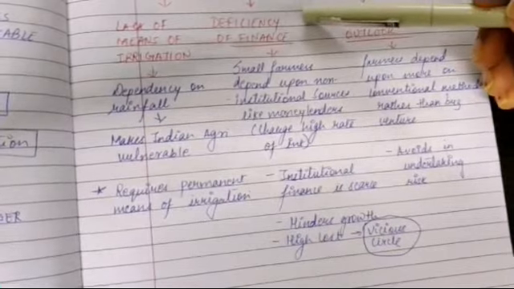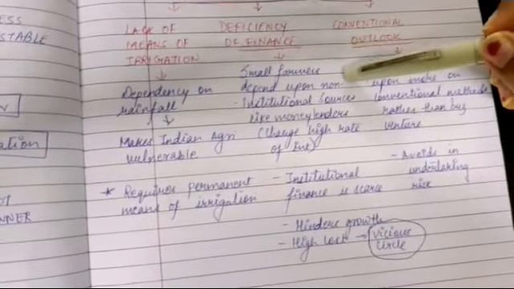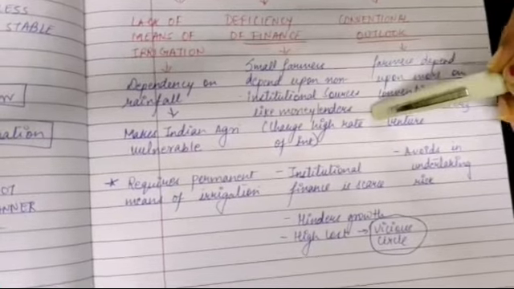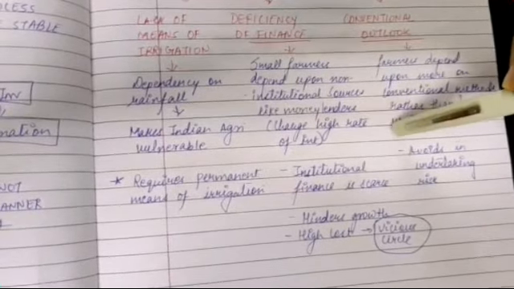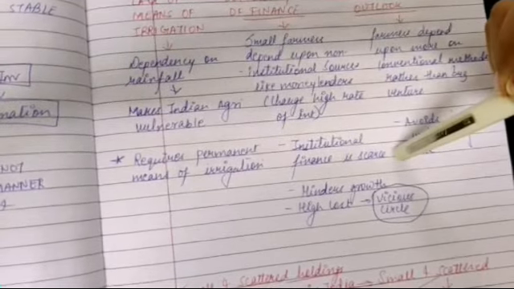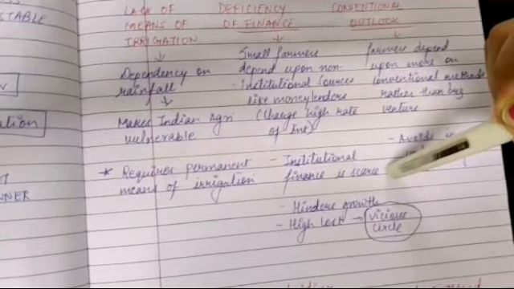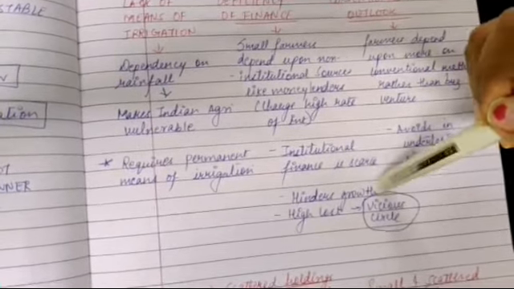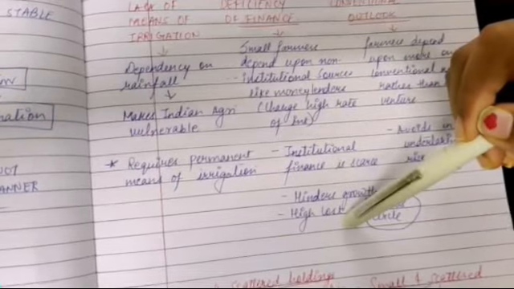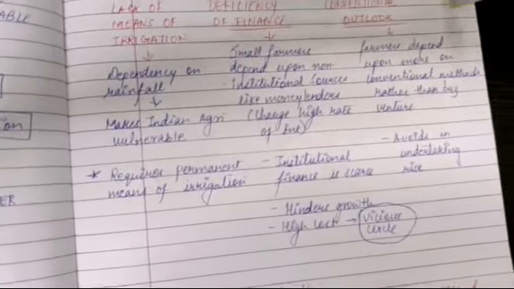When I talk about deficiency of finance, that means the small farmer totally depends on money lenders. Now, who are money lenders? Money lenders are those who charge a high rate of interest if the farmers take loans from them. Institutional finance, which includes banks, is scarce in nature, and it hinders growth. Deficiency of finance has high costs, which creates a vicious circle of poverty in India.